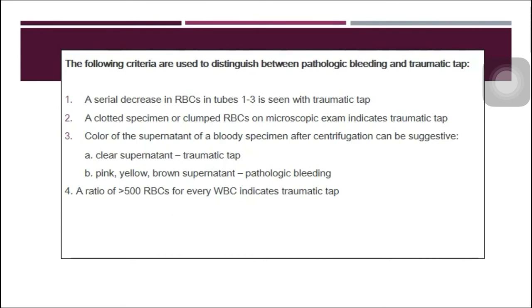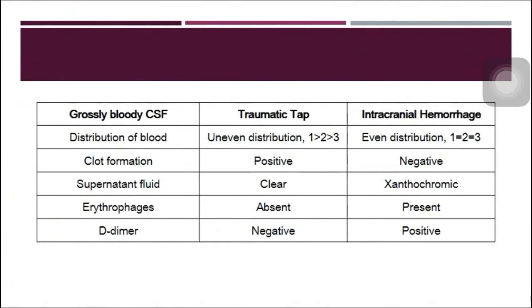If yung color ng supernatant is clear, that's indicative of traumatic tap. Pero pag may color, pink, yellow, brown supernatant, xanthochromia, tama po ba? That indicates pathologic bleeding. And a ratio of greater than 500 RBCs for every WBC, remember, indicates traumatic tap. Again, positive clot formation for traumatic tap, negative for intracranial hemorrhage. Supernatant fluid, clear for traumatic tap. Xanthochromic naman for intracranial hemorrhage.